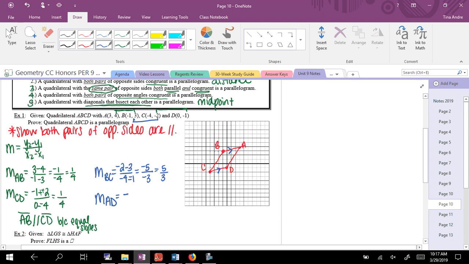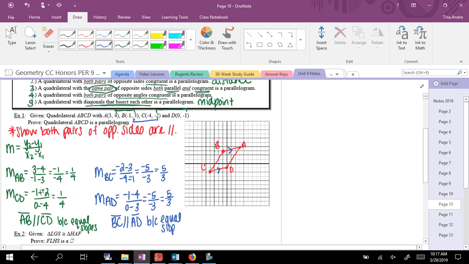And then I'm going to go ahead with AD. So it's going to be -1 minus 4 on top, and then 0 minus 3 on the bottom. So -5 over -3. Negative divided by negative becomes positive. So that checks out. So now I can say BC is parallel to AD because, again, equal slopes.